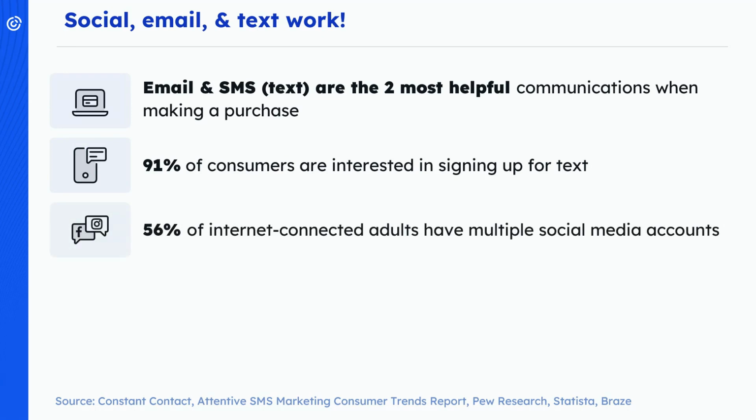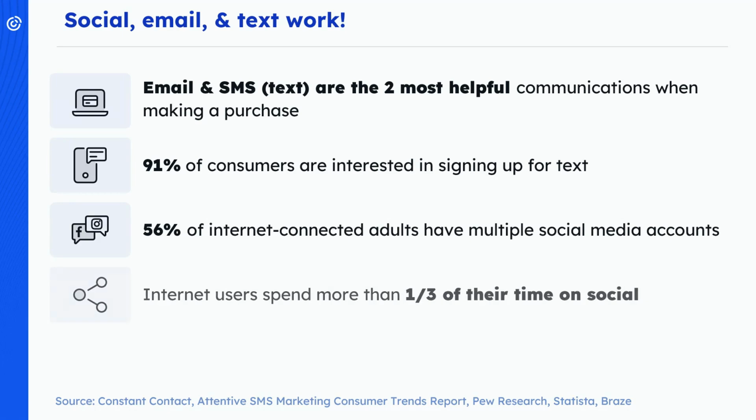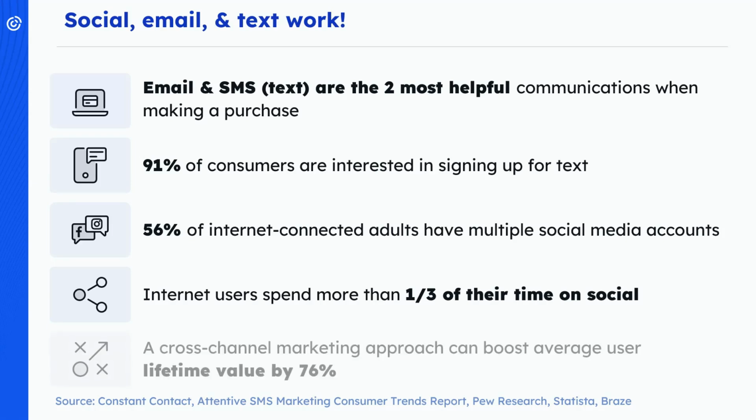56% of internet connected adults in the US have multiple social media accounts. Internet users spend more than a third of their time on social media, which is crazy to think about, but kind of also not surprising at the same time. Then we found a cross-channel marketing approach can boost average users' lifetime by 76%. So, as you can see, using these channels together will maximize your results because you're reaching people where they are. And each channel really does have its own benefits and strengths.